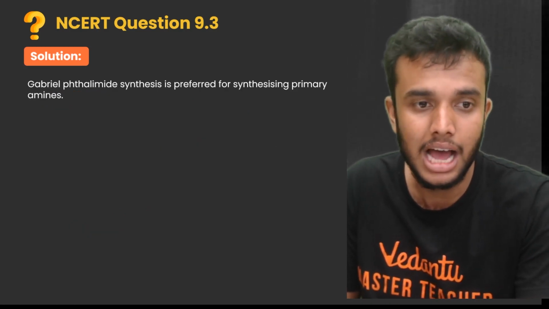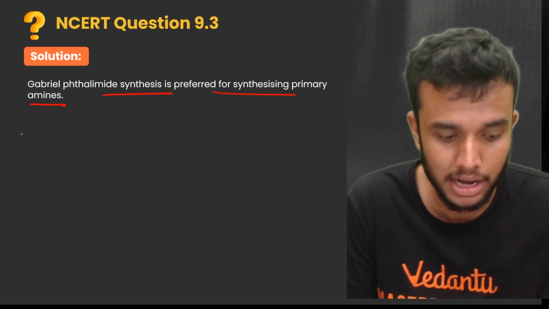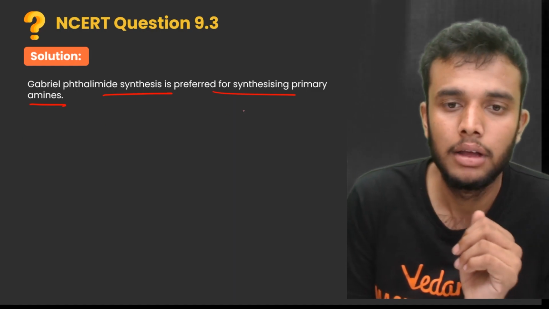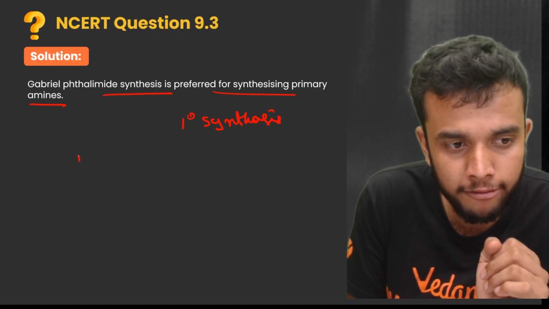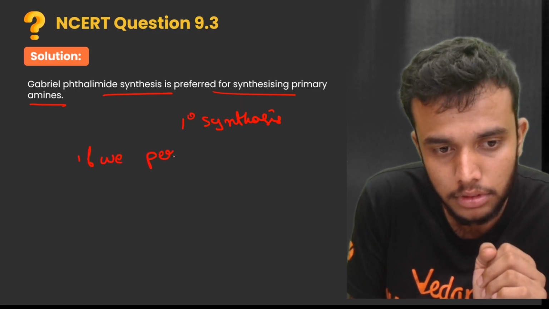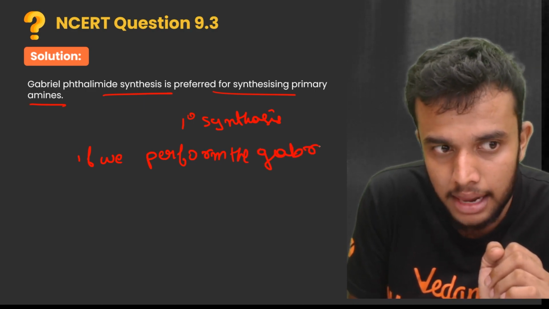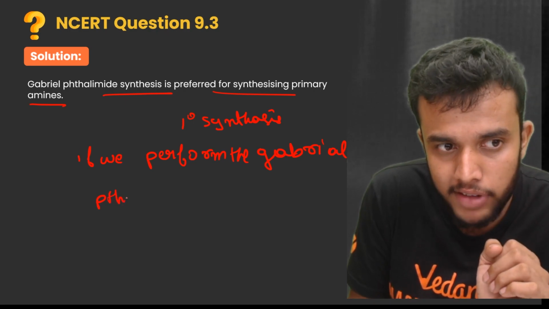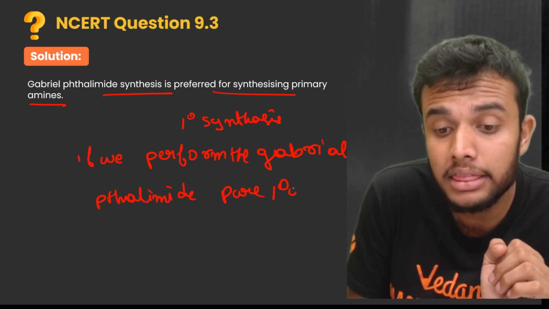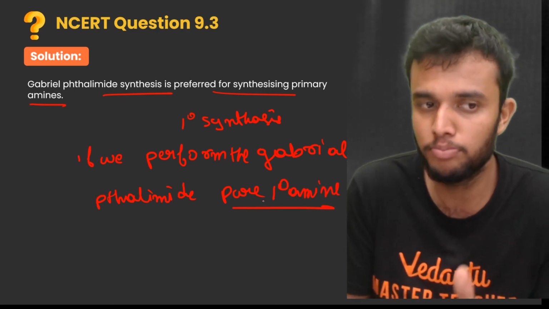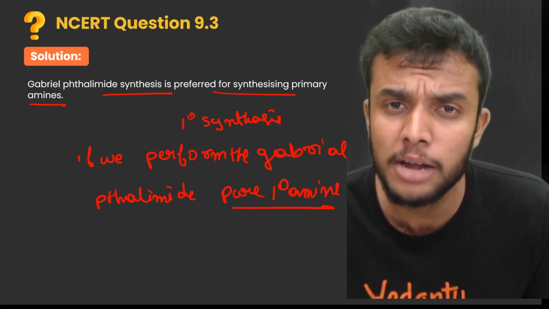Last one, I think. Gabriel phthalimide synthesis is preferred for the synthesis of primary amines. We already know it is only for primary amines. Why? Because if we perform the Gabriel phthalimide synthesis, we get only pure primary amine. That's why we perform this synthesis only for primary amines. Understood, students? If you have any doubt, let me know in the comment section.